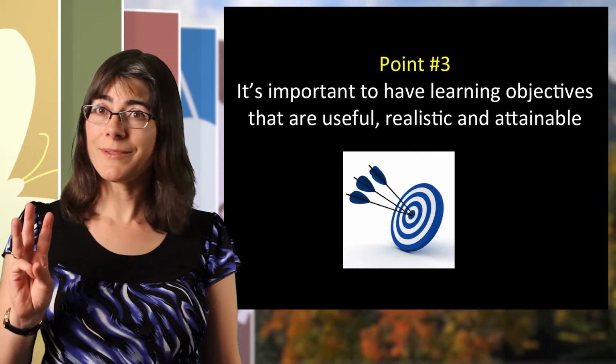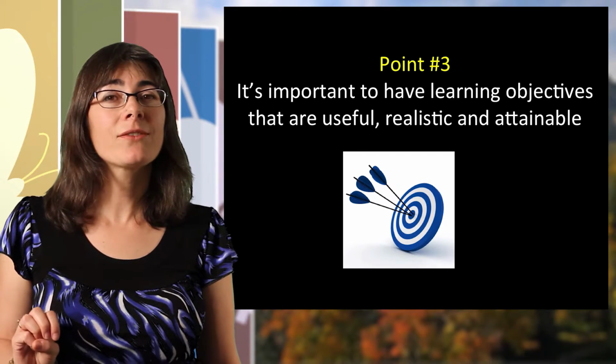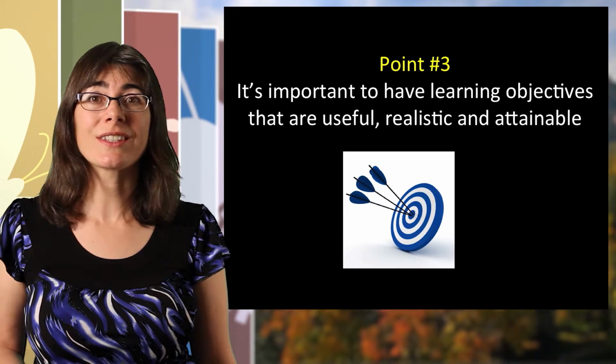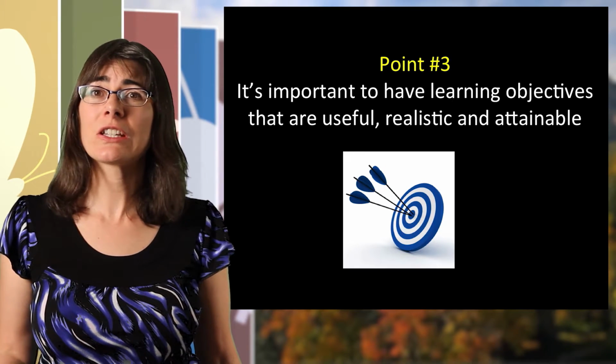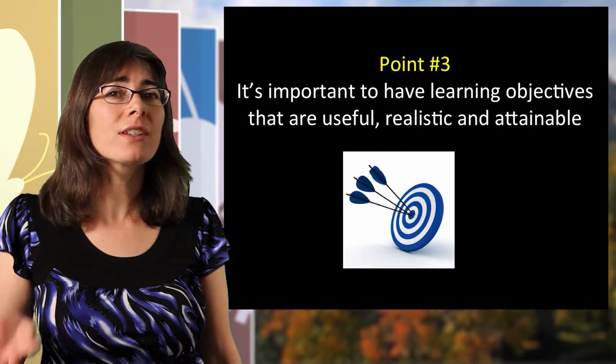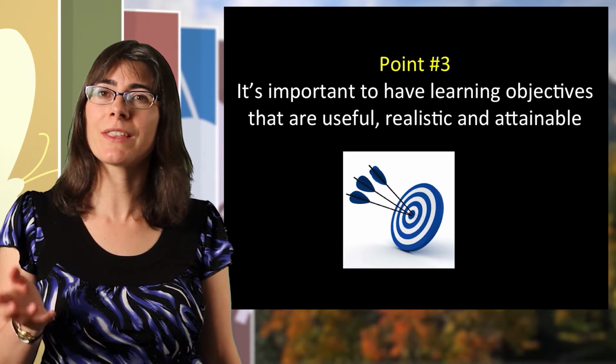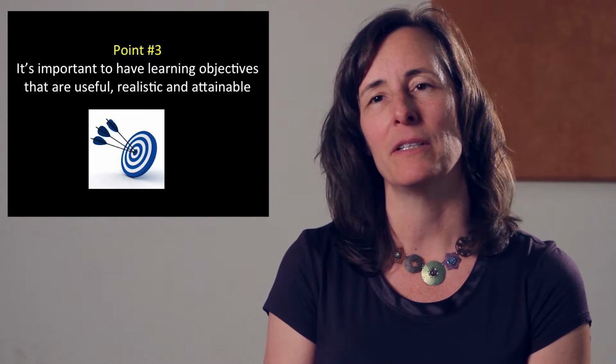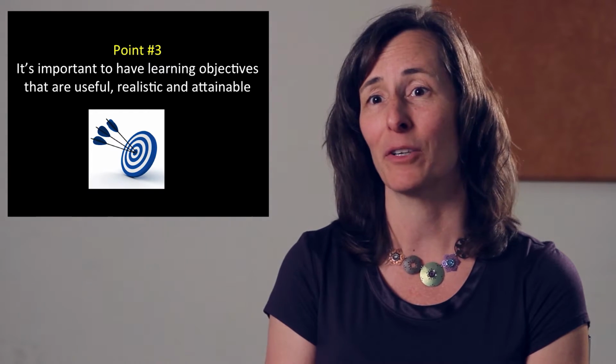So point 3, it's important to have learning objectives that are useful, realistic, and attainable by your students. Is it something that your students can actually do? Does the level actually match your expectations? Have you written something that's too low or too high? It's really important to write well-defined objectives if you want to have a coherent course.